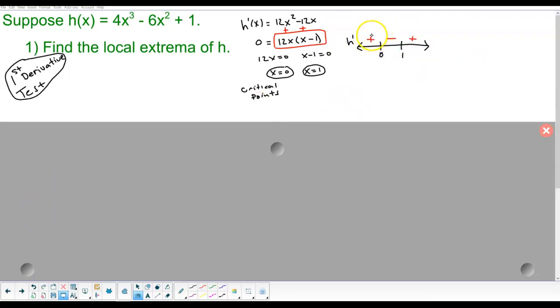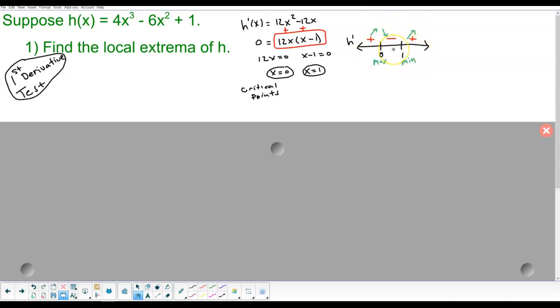So if I look at my slopes to the left of 0, my slopes are positive, so the function is increasing. And then to the right of 0, they're decreasing. So I'm going up and then down, which would tell me I have a maximum at 0. At x equals 1, I have negative slopes, and then I go to positive slopes. So I go from decreasing to increasing, which is a minimum.